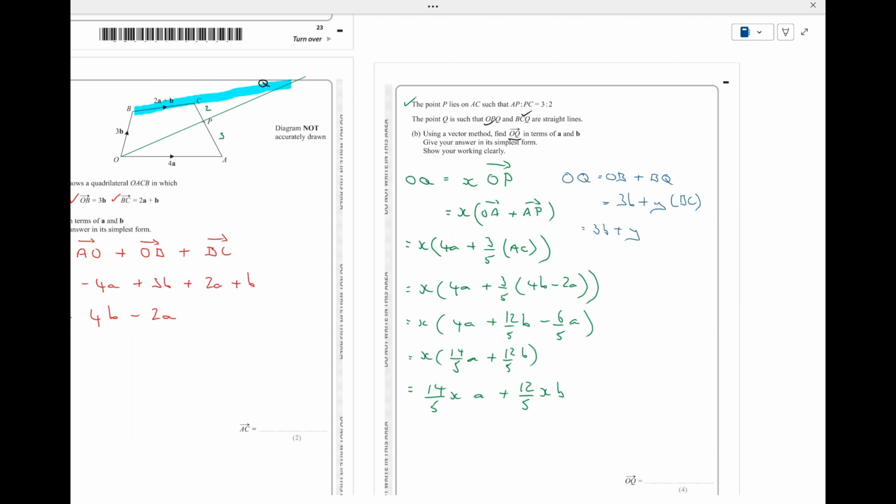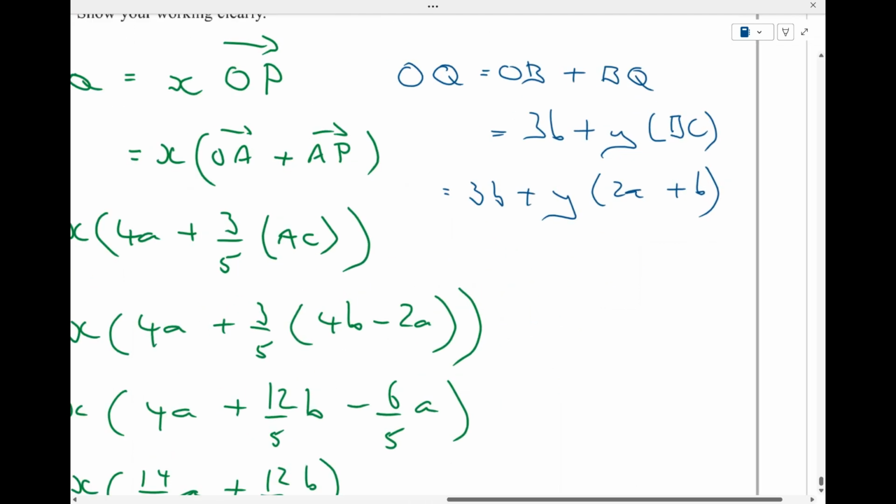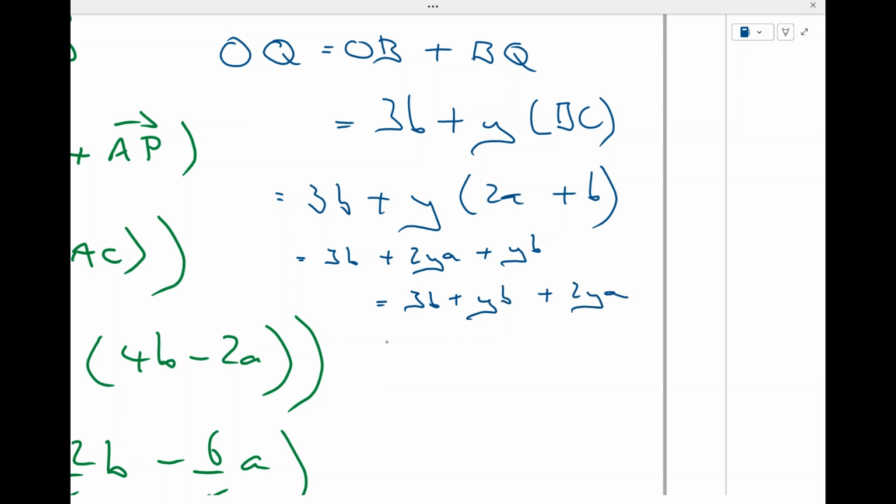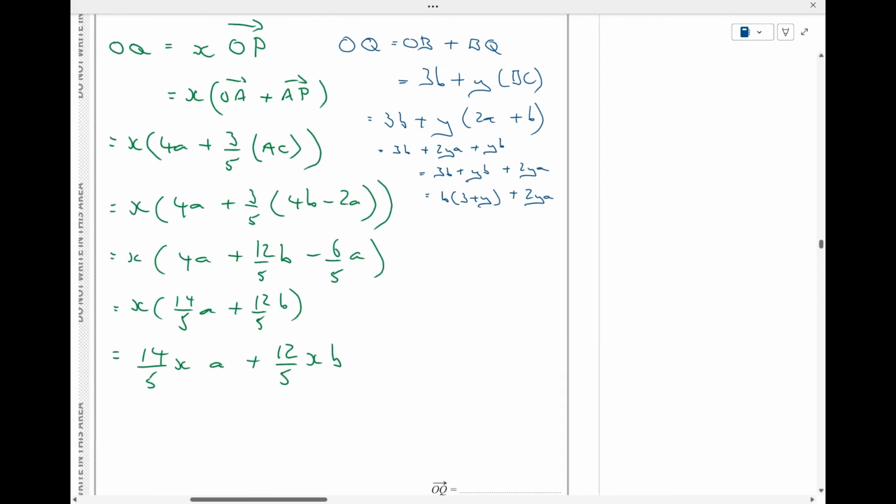Now BC, I already know, it's 2A plus B. Right, so that is going to be 3B plus 2YA plus YB. So altogether, that is 3B plus YB plus 2YA. So how many B's is it altogether? It's 3 plus Y B's, and how many A's? 2Y A's.